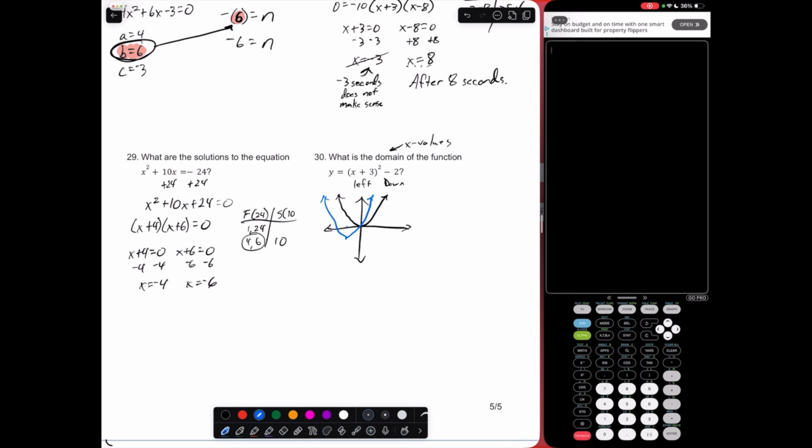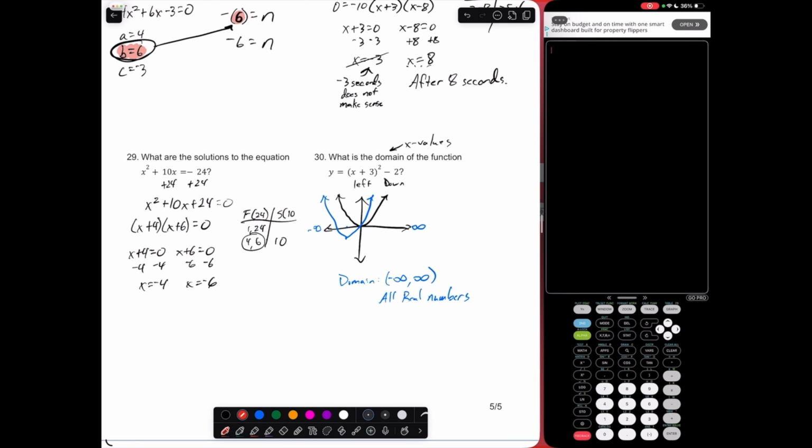It still keeps going left, it still keeps going right. So it's always going to go left. It's always going to go right. So what is the domain? The domain is all real numbers. Depending on how you're phrasing this, you could say negative infinity to positive infinity. This could be all real numbers. Anything works for x. There's no limits to what you could use in the domain.